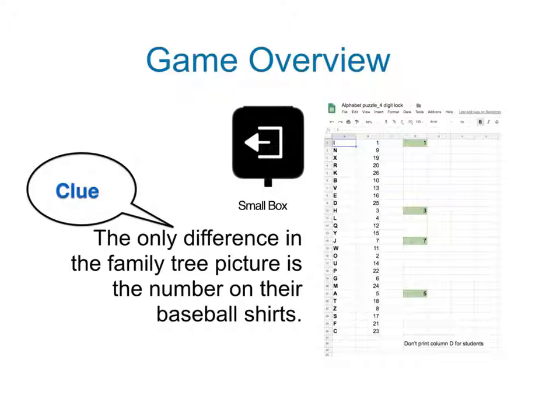The clue to getting the code for the 3 digits on the small lock box is in the story, the introduction. It says the only difference in the family tree picture is the number on their baseball shirts. The 2 twins are number 1 and number 18. And the code will be 181.